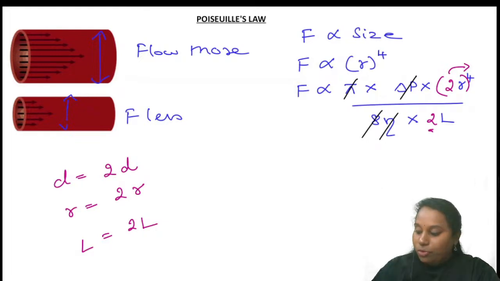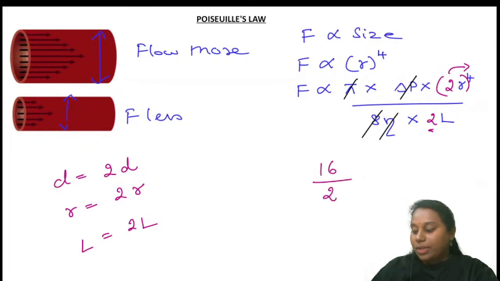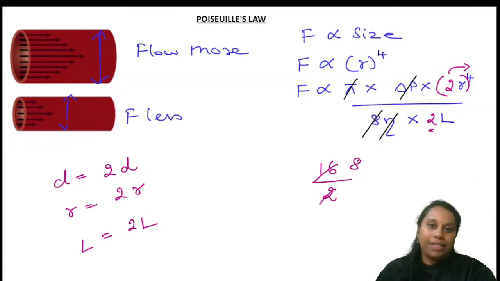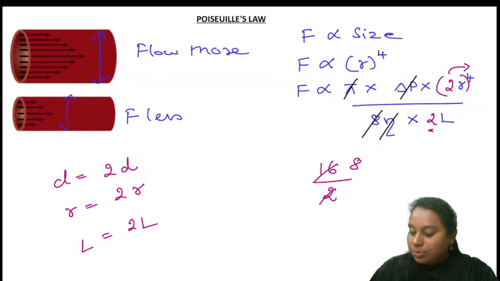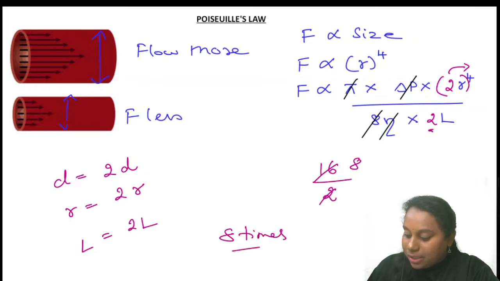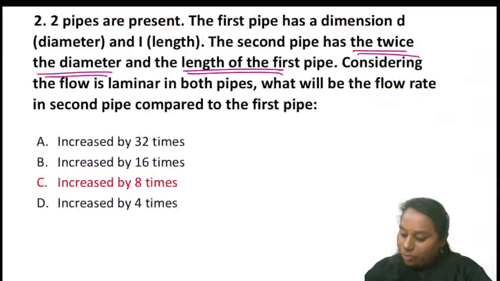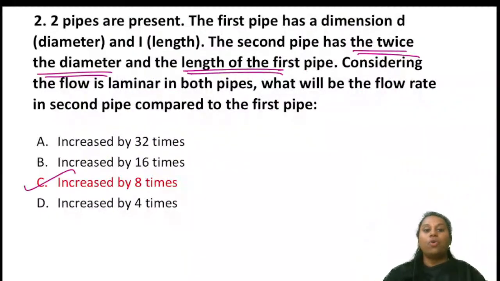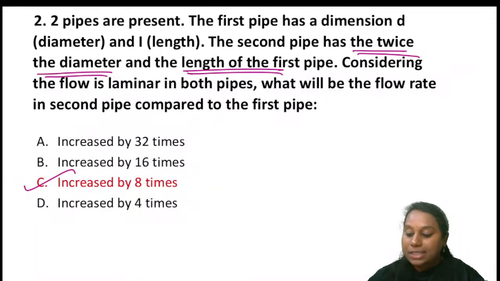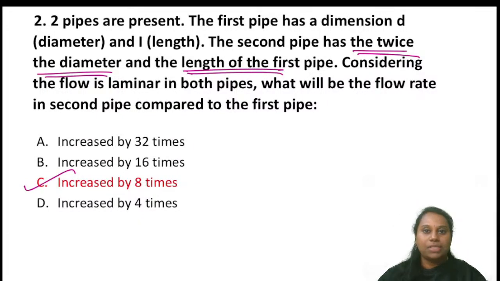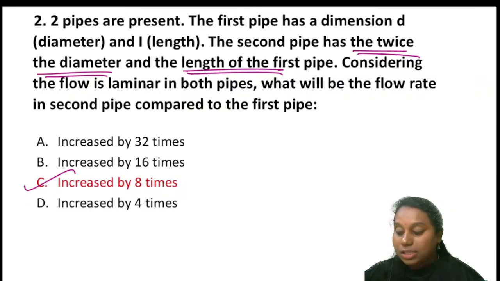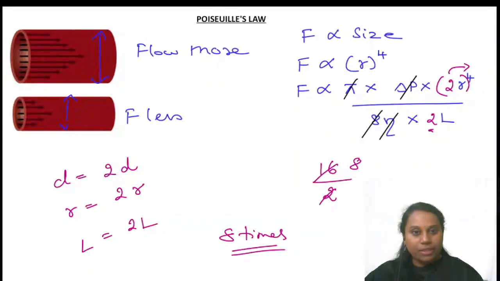So 2 to the power of 4 in the numerator, which is 16, divided by a 2 in the denominator. Now if you cancel this, 8. So flow has increased by 8 times in the second blood vessel. So option C is the right answer. When you twice the diameter and length of the blood vessel, the flow increases by 8 times. This is also an important topic, a repeatedly asked concept about Poiseuille-Hagen's law.